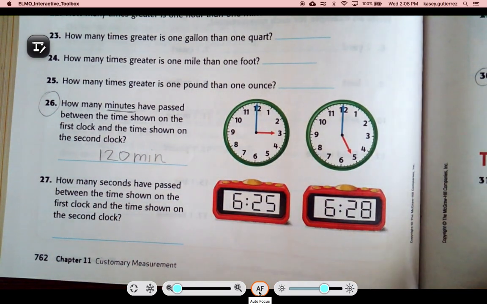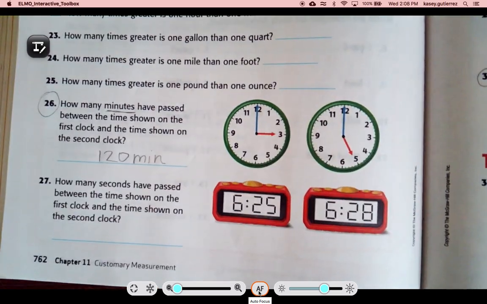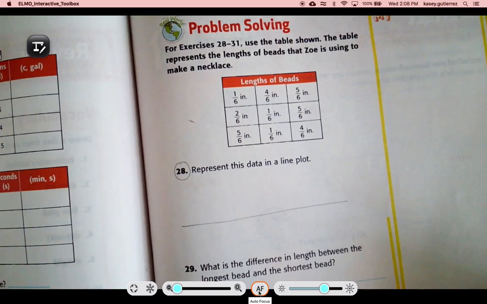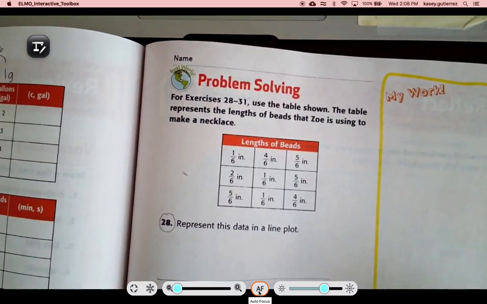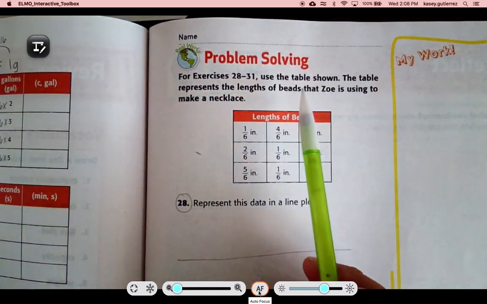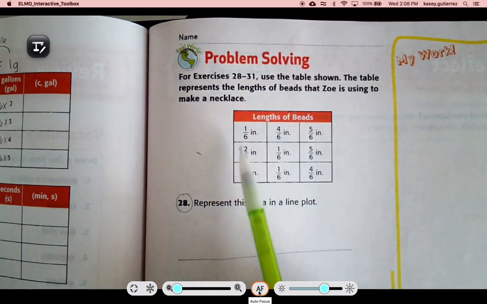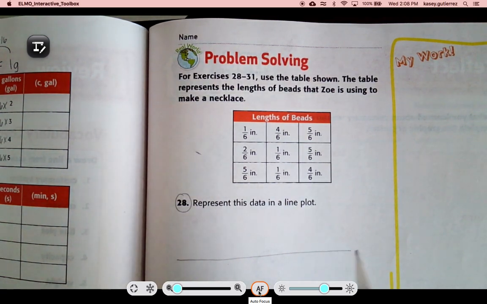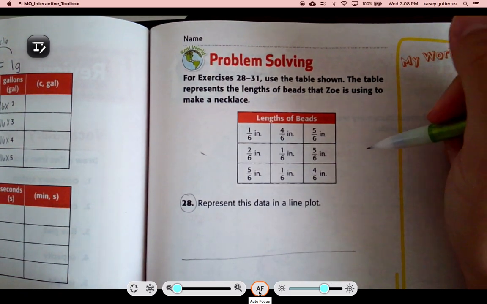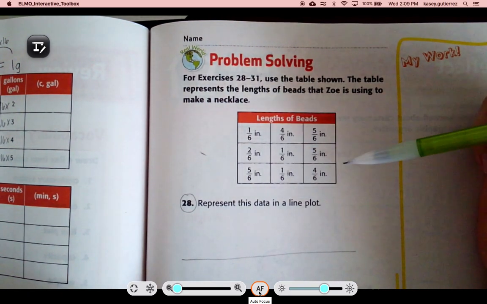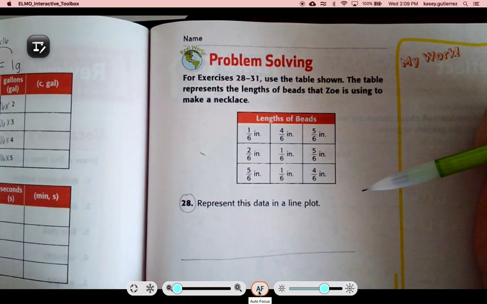All right, let's move on to number 28. It says, okay, cool, I like this. It says, to represent this data in a line plot. Okay, well this data, it's not like the lessons that we did earlier, a few days ago. It's not represented in a tally chart. It's just all the data put onto a chart and we have to interpret.